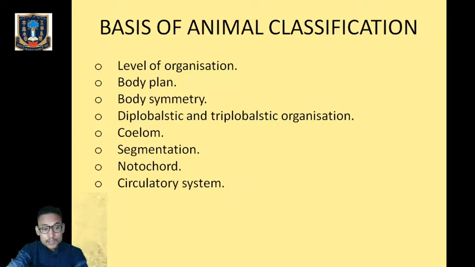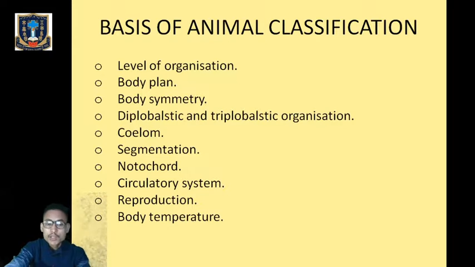Then we have got circulatory system. Okay, it may be open or it may be closed. You have learned in class 10 what open and closed circulatory system means. The next one is reproduction, which may be asexual or sexual. Okay, then you also learned about whether they are viviparous or oviparous. Then we talk about the body temperature, whether they are cold-blooded or warm-blooded. So here we have the different bases on which the animals have been classified into different phyla. Okay, so each basis of classification we have to learn in detail.